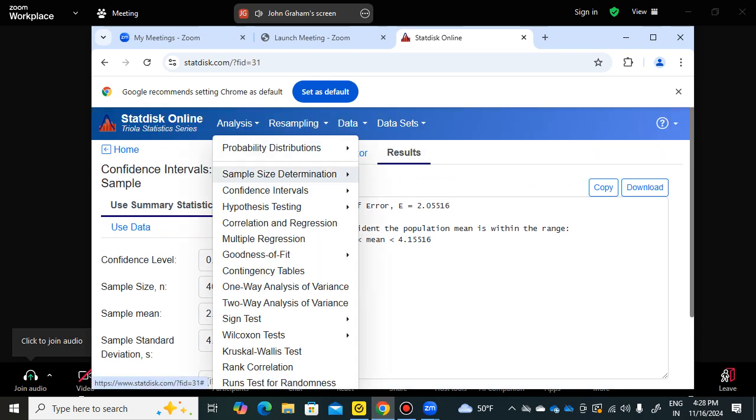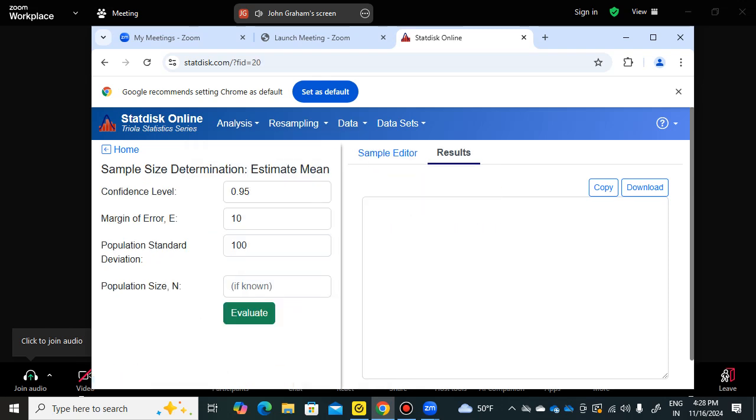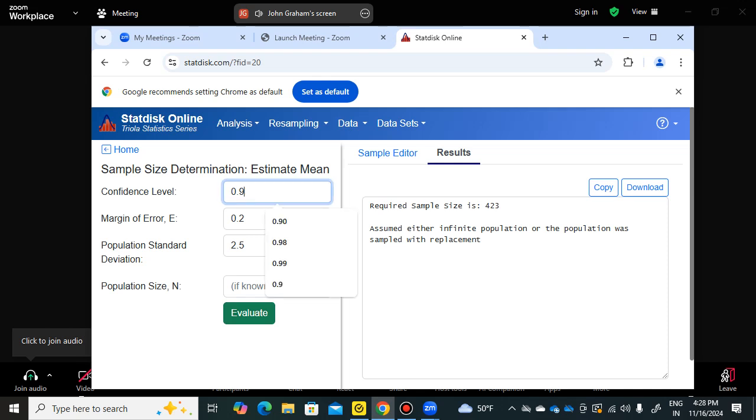We want to go analysis, sample size determination, and we're looking at the mean, so estimate mean. Margin of error is 0.2. Population standard deviation is 2.5. And again, we're looking at different confidence intervals, so we're going to start with 0.90. Evaluate, we get 423. Then we'll go up to 0.95. Evaluate, we get 601. And then we'll go up to 0.99. Evaluate, we get 1037.